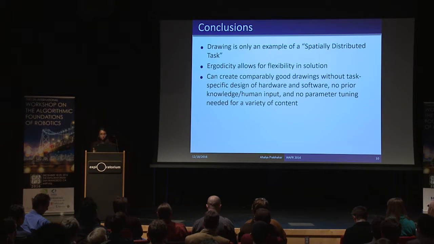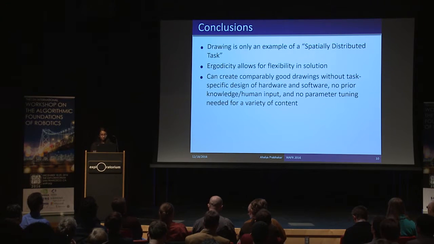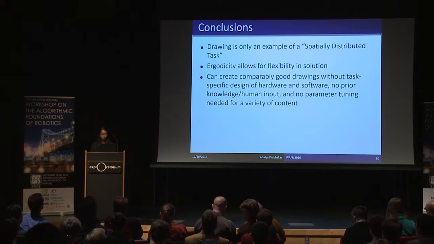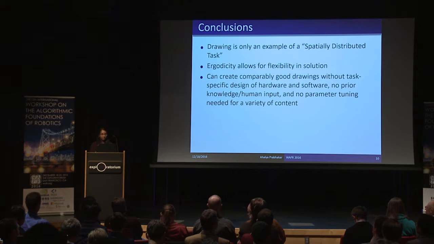So as a conclusion, we were able to see here that drawing is only one example of a whole variety or family of spatially distributed tasks, and using ergodicity and ergodic control is a nice way to address and solve these problems. It's able to create comparably good results with a much simpler algorithm compared to many of the existing ones, where they have to predefine a lot of the processing of the image as well as the processing of the motions and then try to match that trajectory. We were able to do so with a much smoother and much simpler algorithm, which lends itself to automatability.